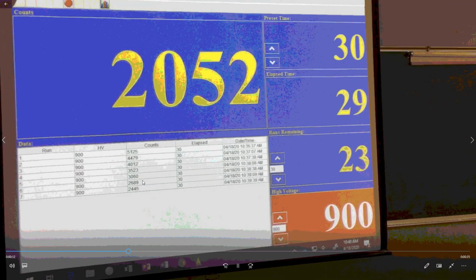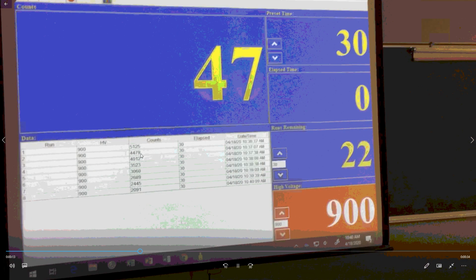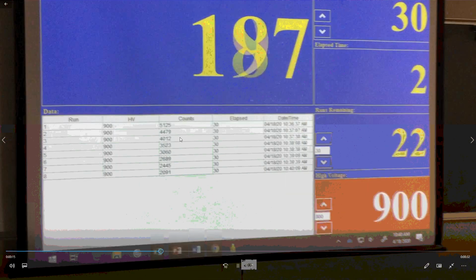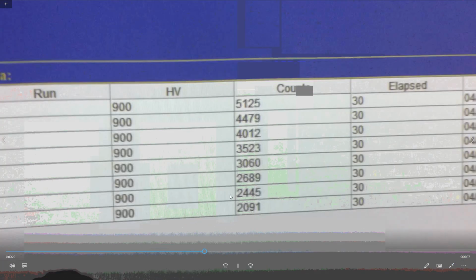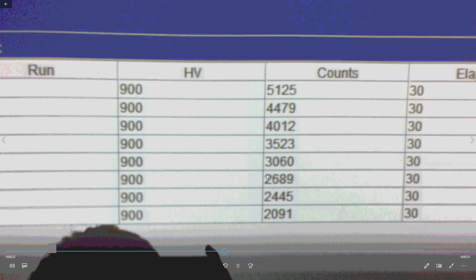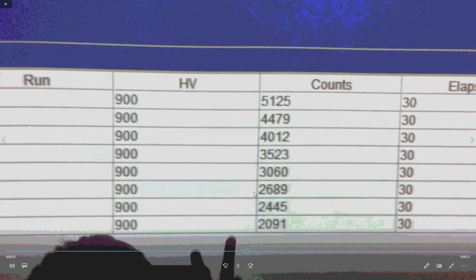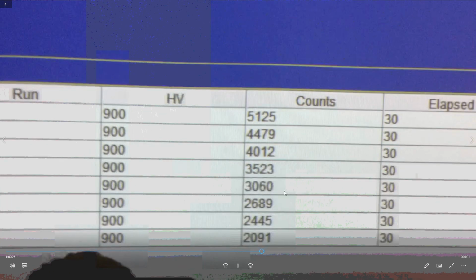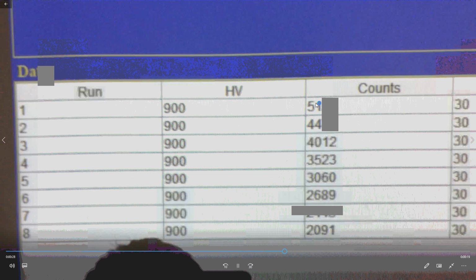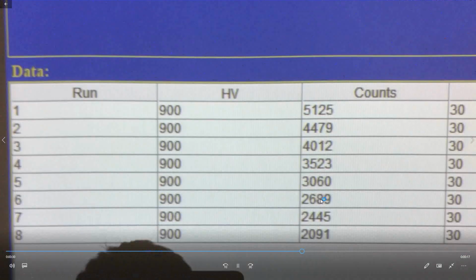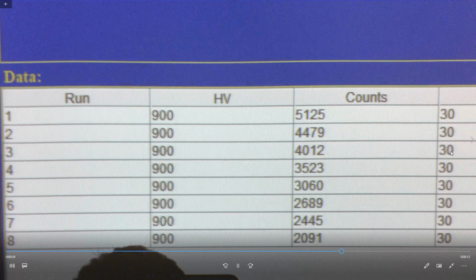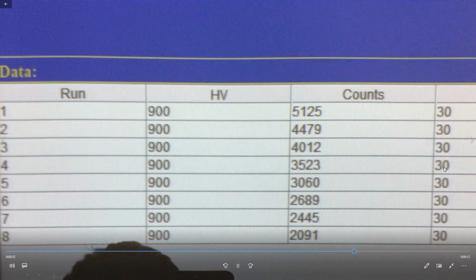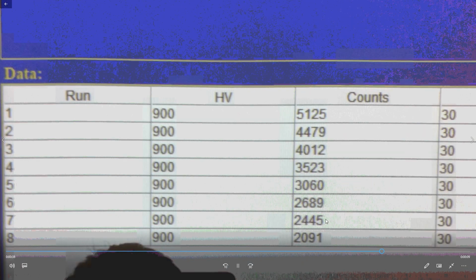We already passed first half-life, right? So initially I have 5,100 something, and this one here is almost half of initial. Okay, that's about half of first one. So now every time I have 30 seconds, 60 seconds, 90 seconds, 120. So you can figure out half-life.